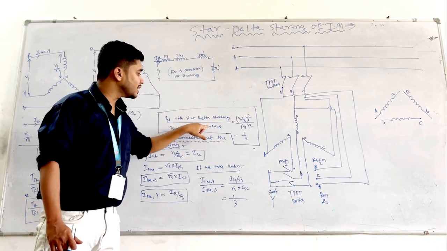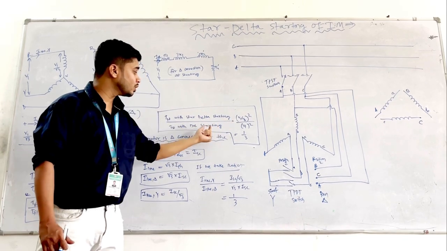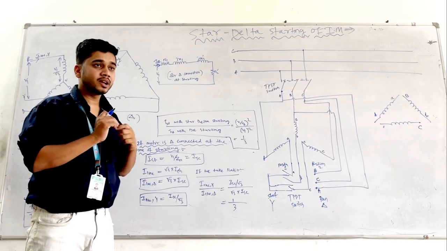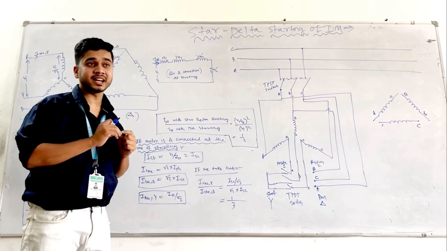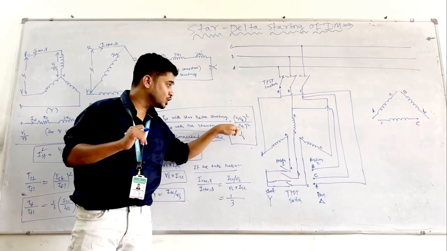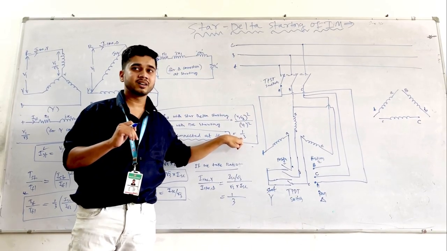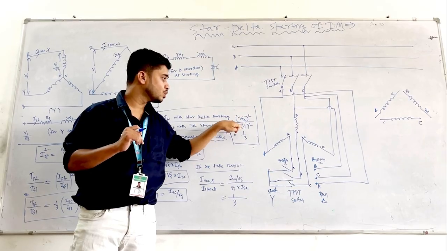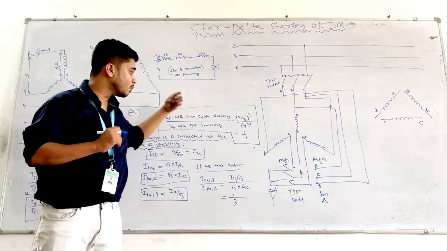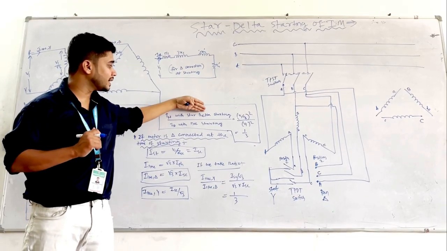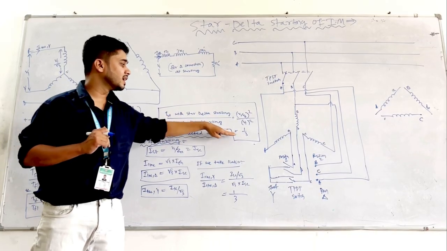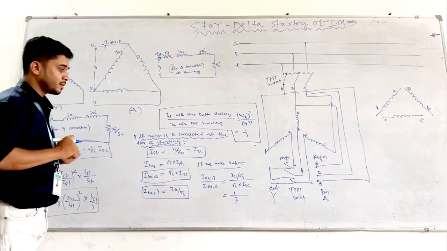Starting torque with DOL starting is proportional to applied voltage whole square. In DOL starting, how much voltage is the winding getting? V1. So here I am writing V1 square. So the ratio is 1 by 3. If I take the ratio between these two, I am getting 1 by 3. So this is a very important relation. What is the ratio of starting torque in case of star delta starting to starting torque in case of direct online starting? It is 1 by 3.